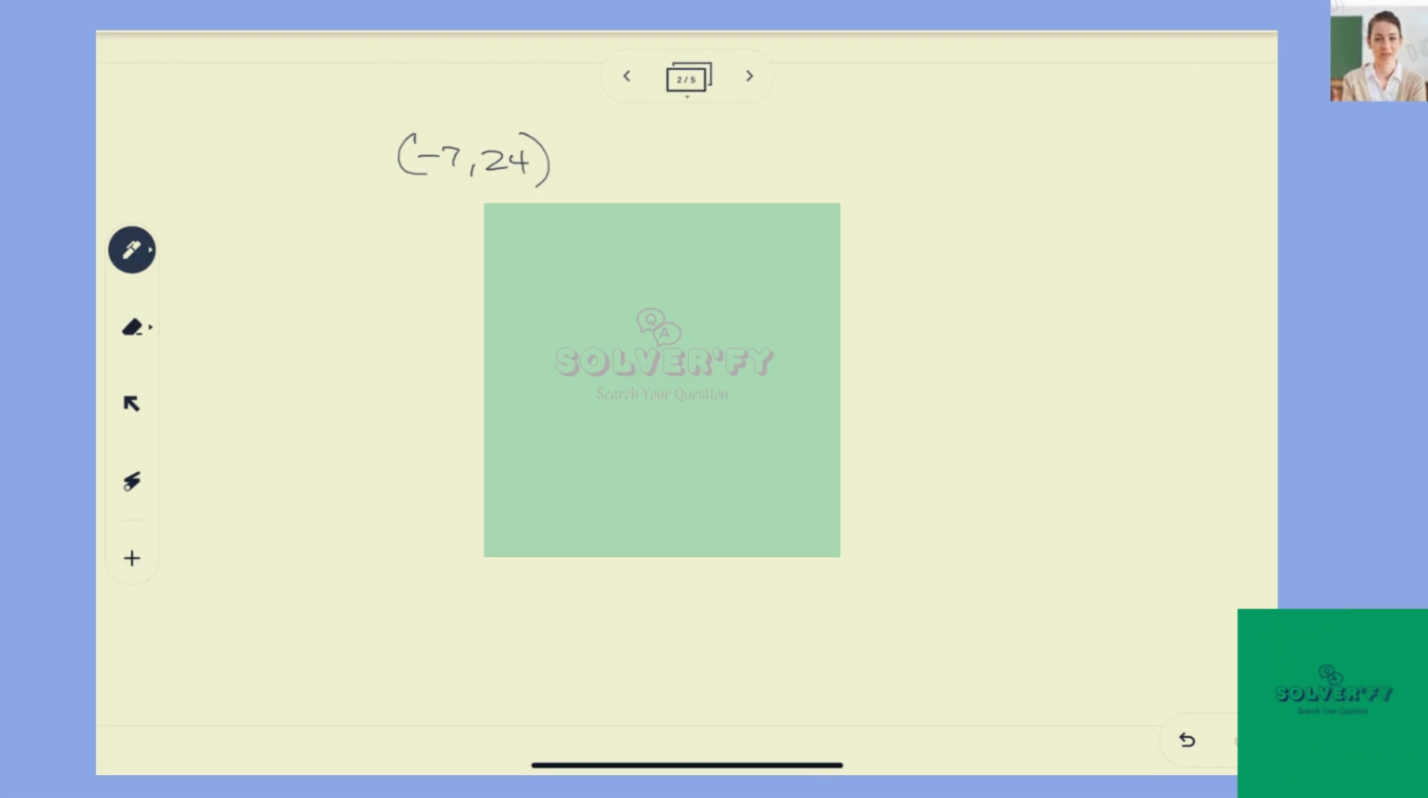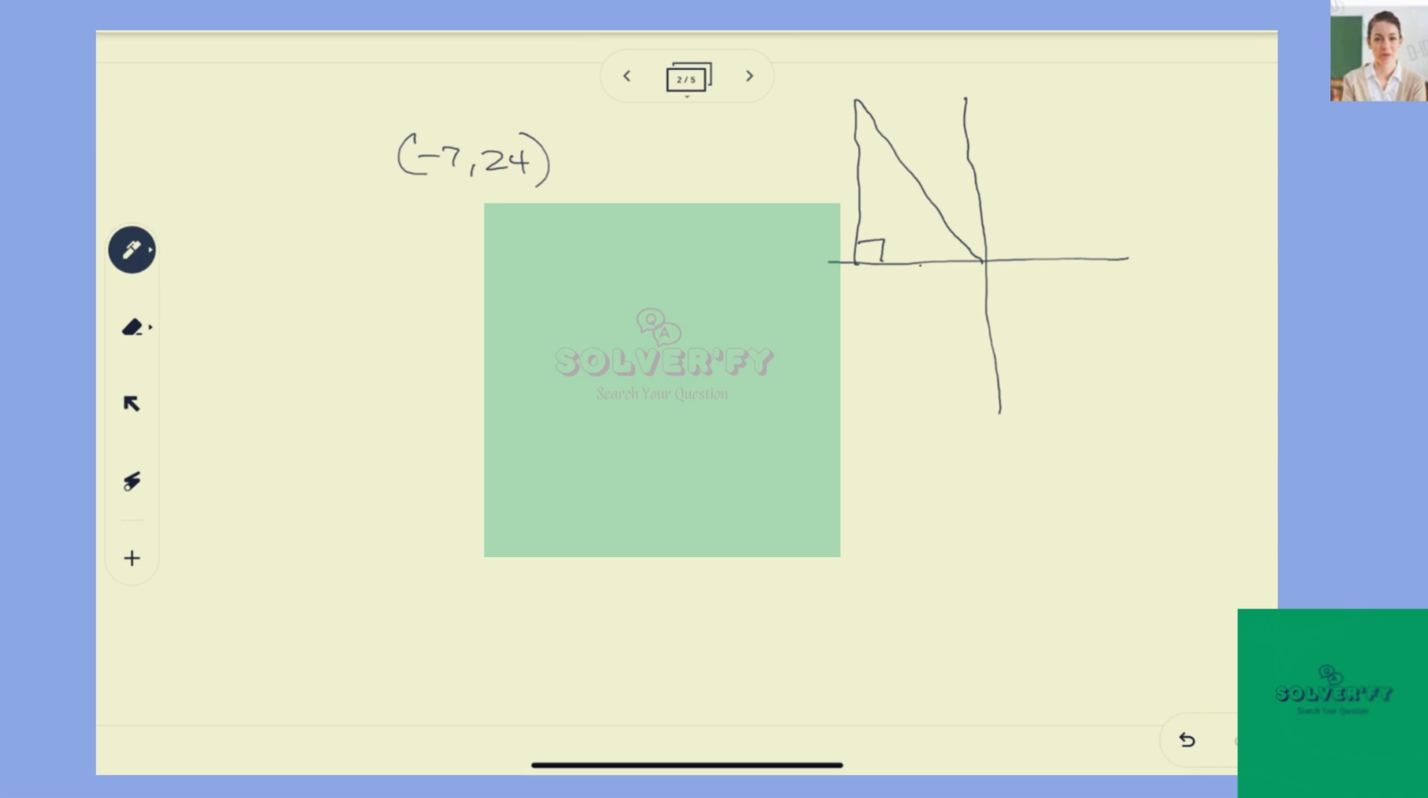Okay, so I have a point on the terminal side of an angle X, which is in standard position. So let's think about what quadrant that's going to put X in. I'm going negative on the X value, so I'm going left of 0 and positive 24. So I am going to be in quadrant 2.